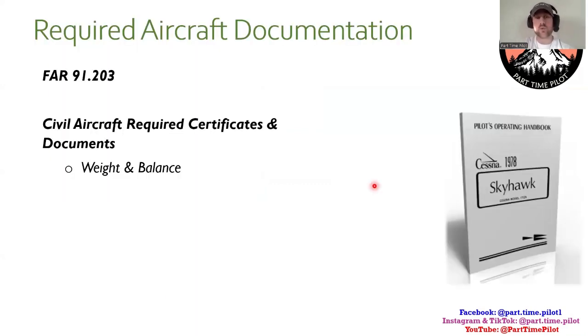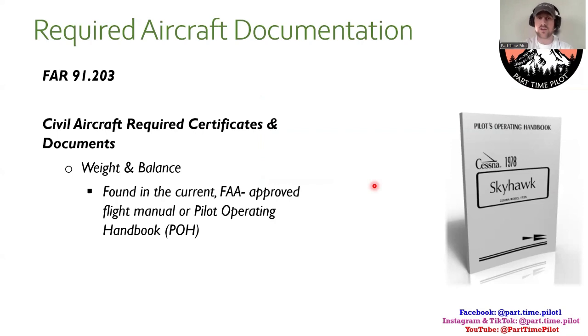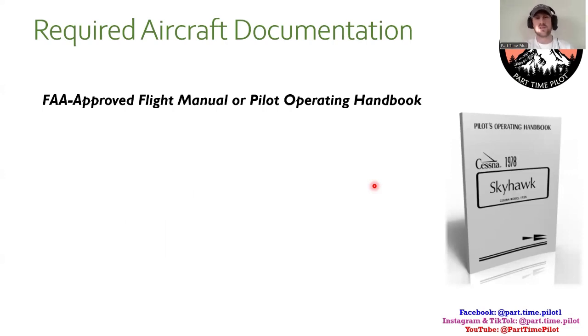All right, the next one is the weight and balance, also found in the FAA approved flight manual, AFM or POH. So what is the FAA approved flight manual or POH? We've mentioned it before. So what exactly is it for those of you that maybe haven't had a flight lesson yet or haven't seen one or are completely new to aviation?